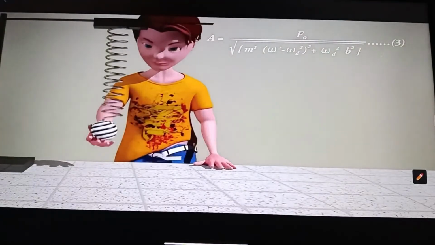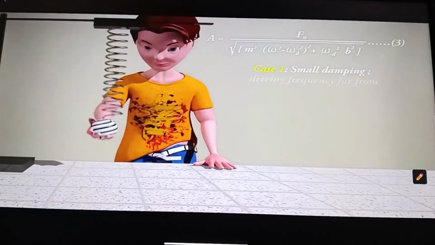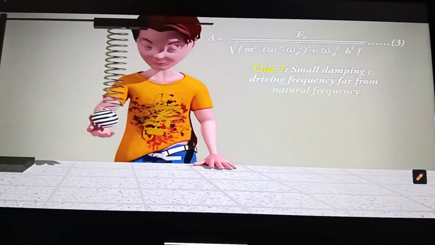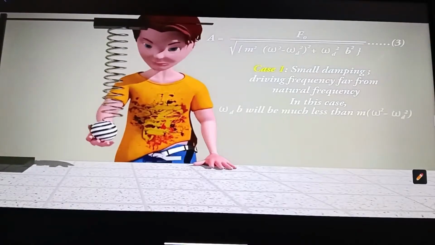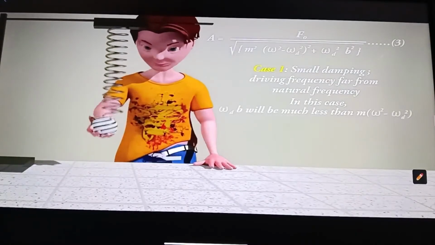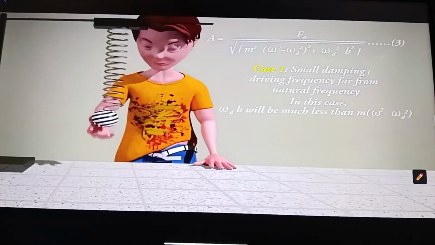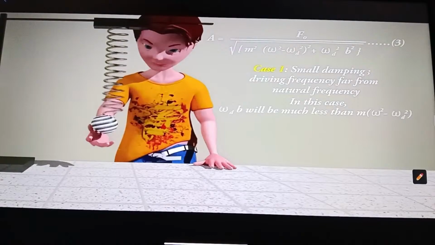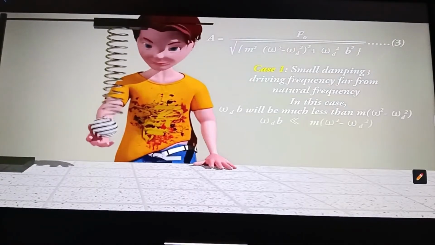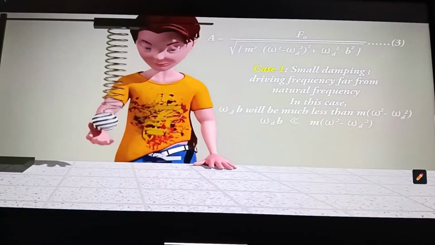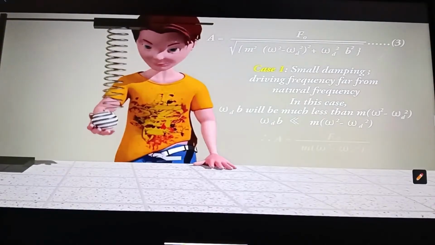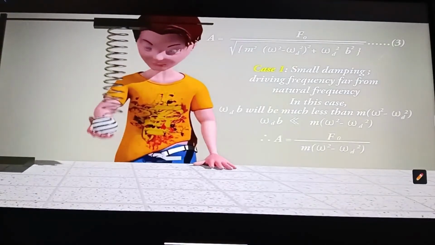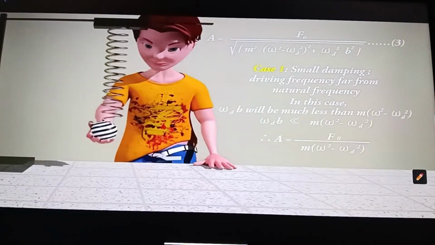Let us take some cases. Case 1. Small damping, driving frequency far from natural frequency. In this case, omega d b will be much lesser than m (omega square minus omega d square). Therefore, A is equal to F naught upon m into (omega square minus omega d square), from equation 3.